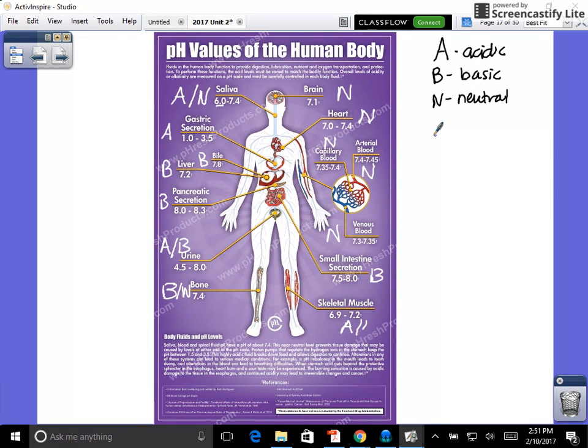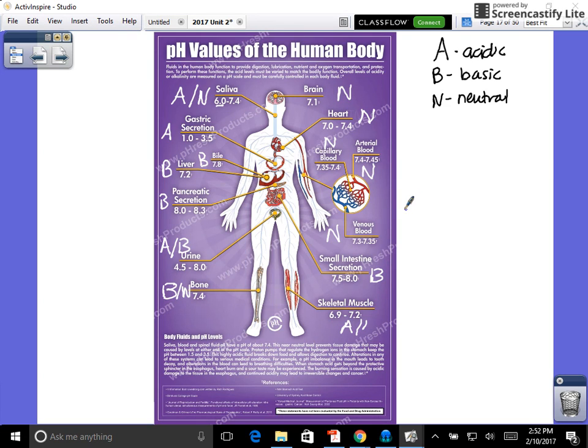So I had students go over the human body and take a look and label the areas, whether they're acidic, basic, or neutral. And in some areas, like right here, you'll notice it kind of spans some acidic and some basic. Some of this is going to depend on individuals. It could depend on their diet, their genetics. But for the most part, these are just kind of average ranges.